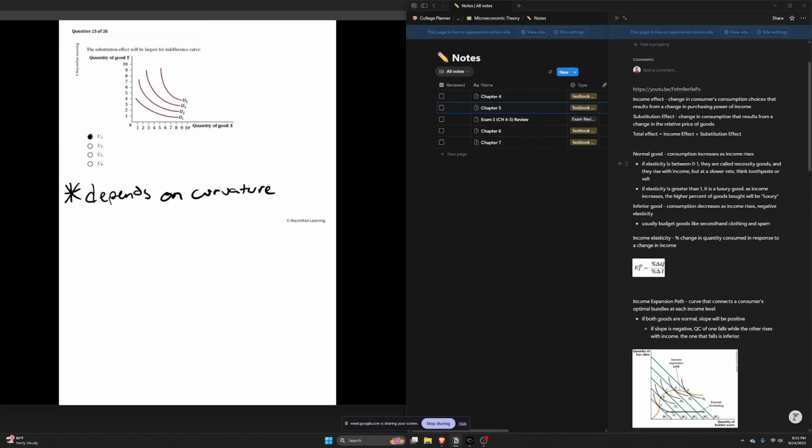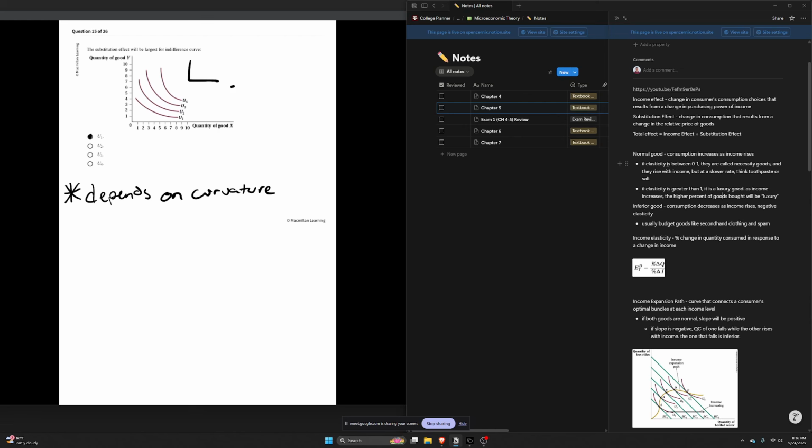Okay. The substitution effect will be the largest for indifference curve blank. So we're looking at what is the least curvy curve, if that makes sense. You just need to know that the more curvy something is, the less substitution effect is going to have on it.